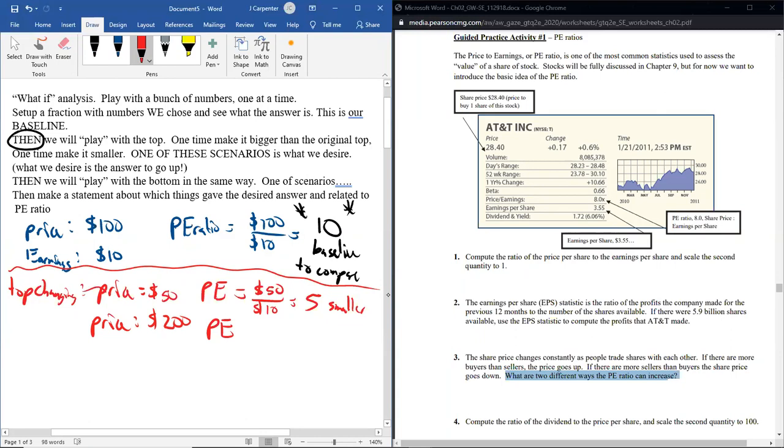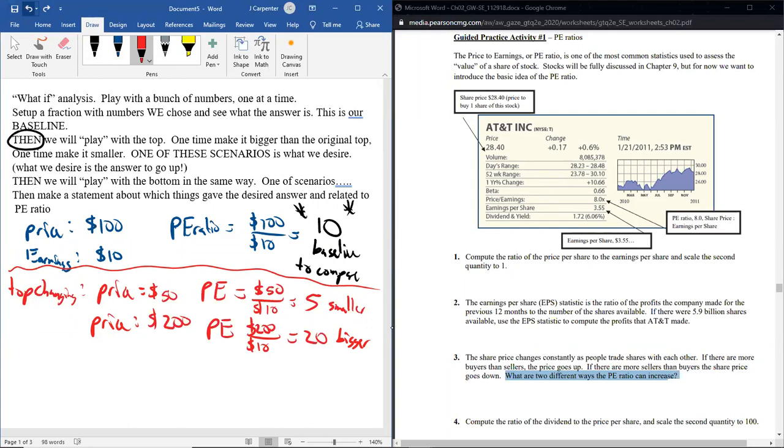So now we're not looking at any of this anymore. That's all done. The price is 200. The earnings is still 10. So we're doing 200 divided by 10, which is 20. Now, I'm not comparing to this. I'm not comparing to that. I'm comparing it to the baseline every single time. 20 is bigger than 10. So this was bigger. Is that the result we desire? Yes, it is. We were trying to make the PE ratio increase, which means bigger.